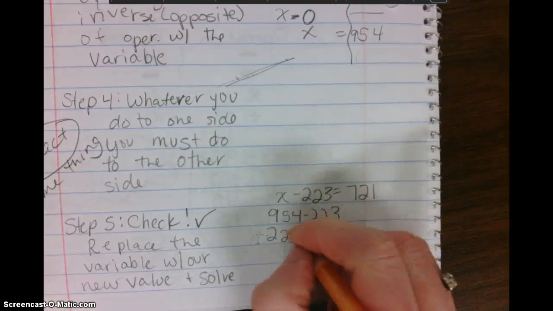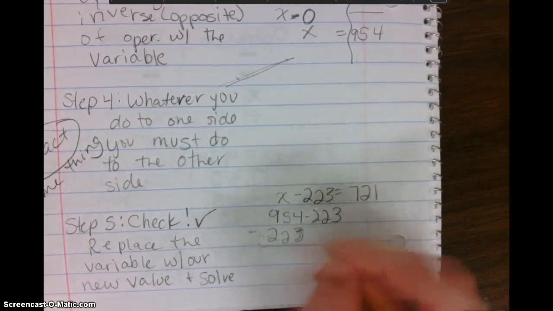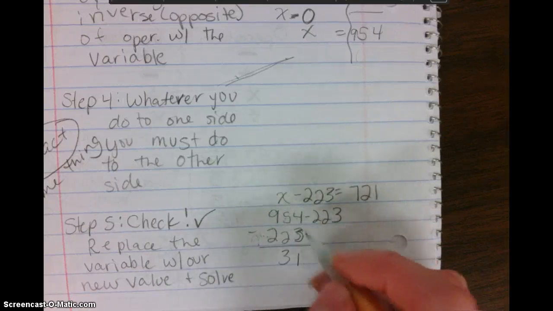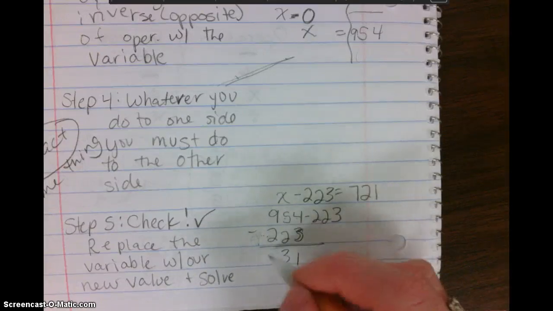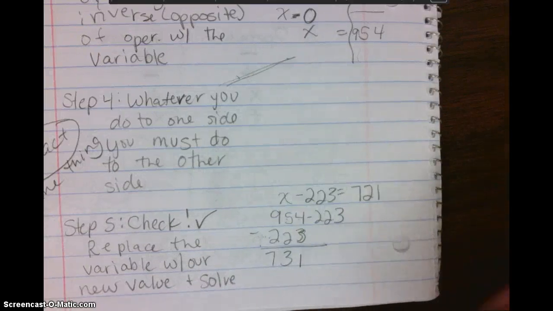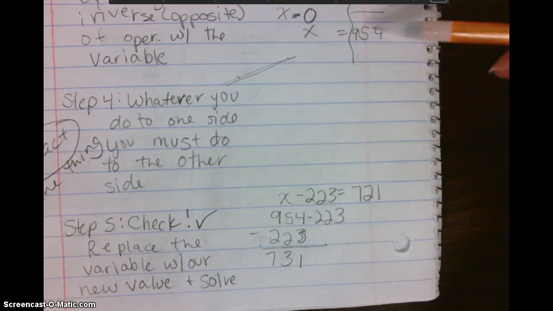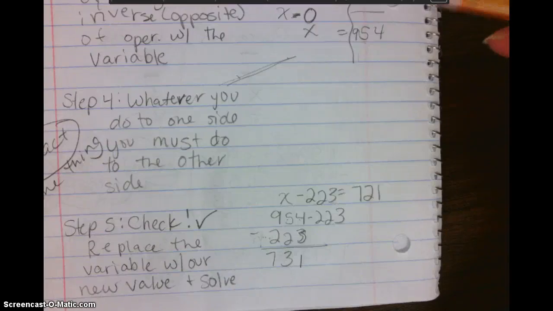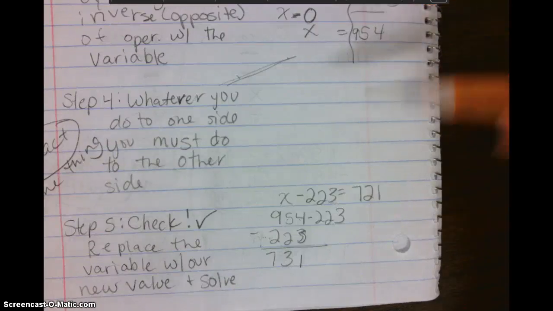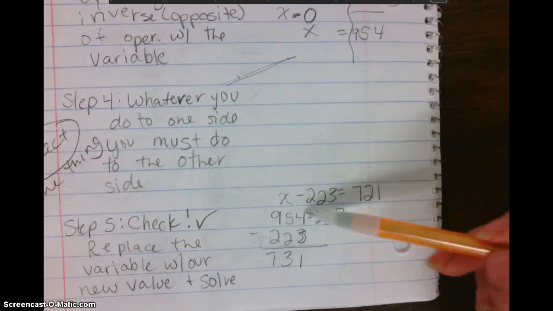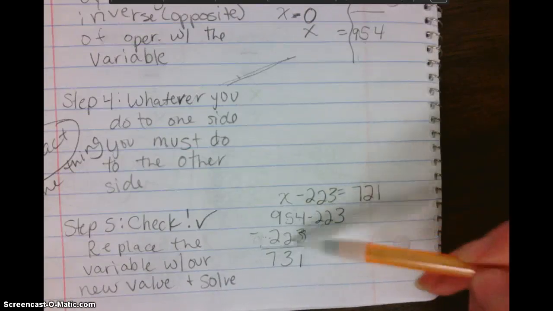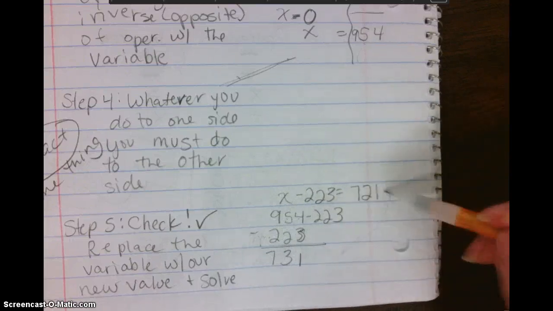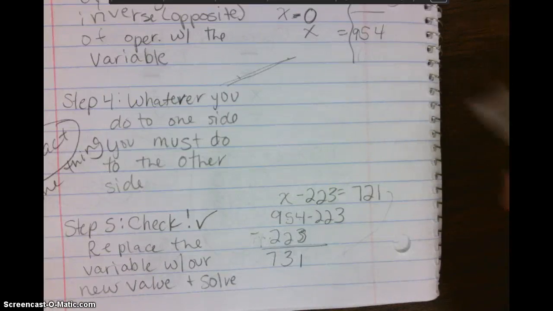so we have 223, 4 minus 3 is 1, 5 minus 2 is 3, 9 minus 2 is 7. Did I do it again? 954 minus 223. 4 minus 3 is 1, 5 minus 2 is 3, 9 minus 2 is 7, but I get 731 instead of 721, so where is my mistake?